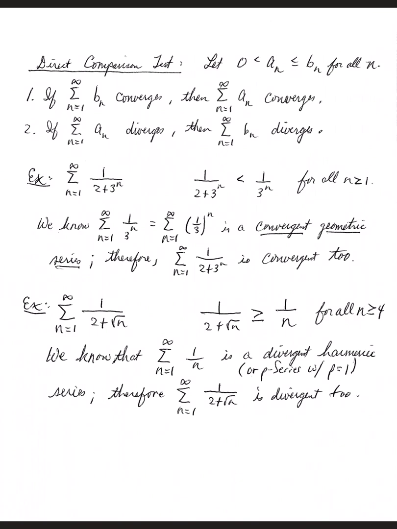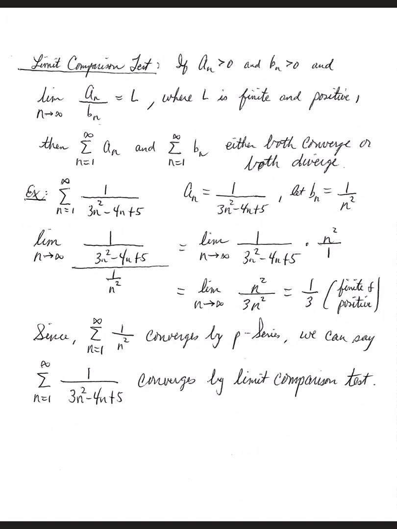There's also a limit comparison test that you might find a little bit easier to use than direct comparison. A limit comparison test, you have both A sub n and B sub n both positive. Then you can take the limit as n goes to infinity over the one given.